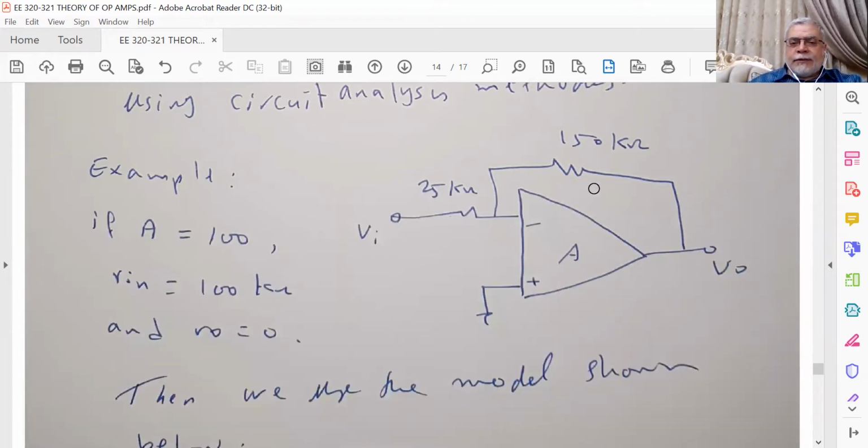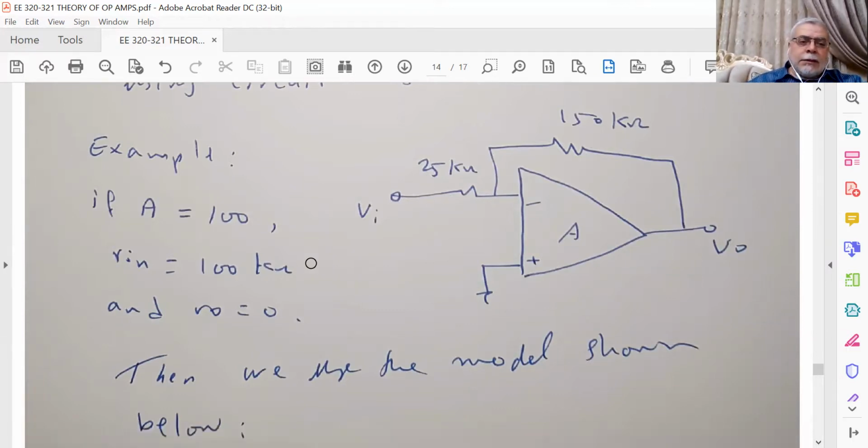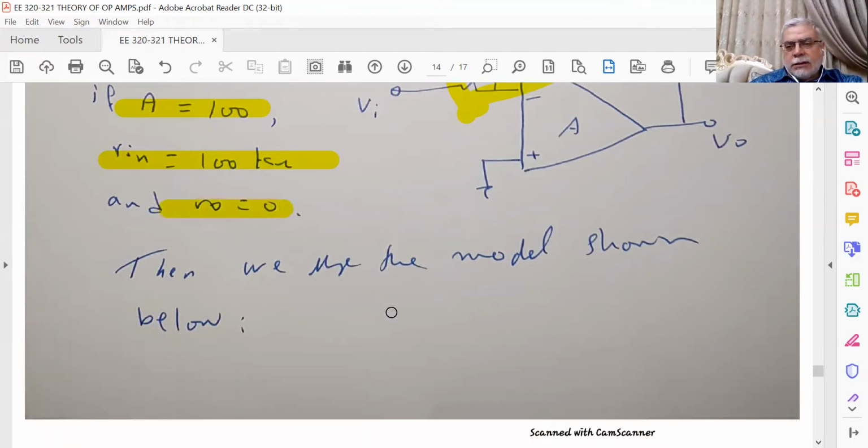Here is my amplifier. Let's take an example. 150K for RF, 25K for R1, and we give A equal 100, which is a finite value. Rn equals 100K, and remark that this 100K is comparable to the 150K and the 25K, so I cannot consider it as infinity. And let's take Ro equals 0 to simplify the calculation.